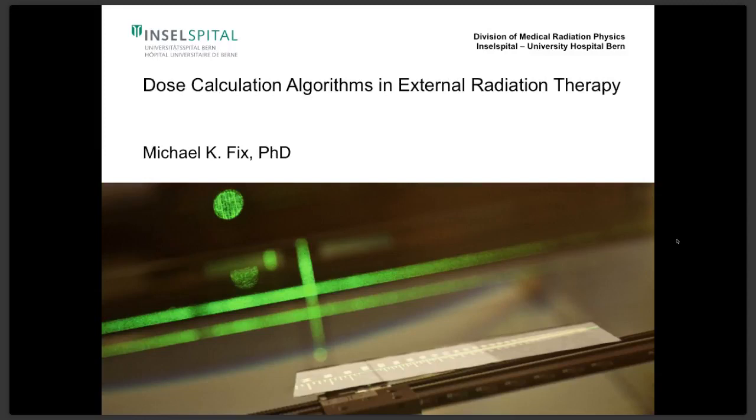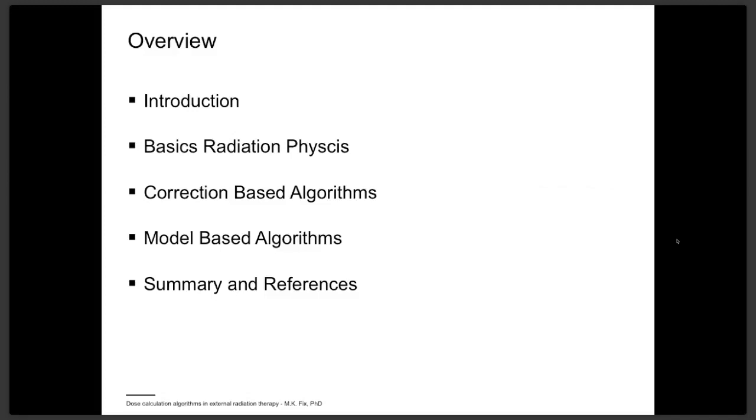So I would start with an overview of the topics which I would cover in this webinar. I will start with an introduction, followed by some basic radiation physics thoughts which are needed for preparing the dose calculation algorithms. Then I go through correction-based algorithms, followed by model-based algorithms, and give a short summary and some references to this topic.